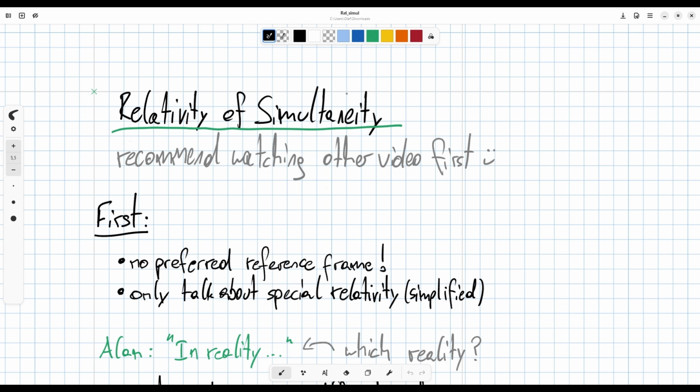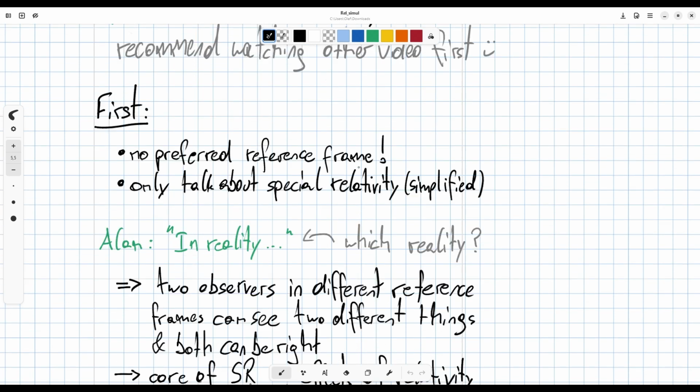Okay, relativity of simultaneity. I recommend you watch the other video first. First of all, before we start into anything, there is no preferred reference frame. I'm only talking, of course, about special relativity, and that's simplified because length contraction would apply. Even though it wouldn't change the overall argument, it would still change some of the things and the way that I explain them. But the overall result would be the same.